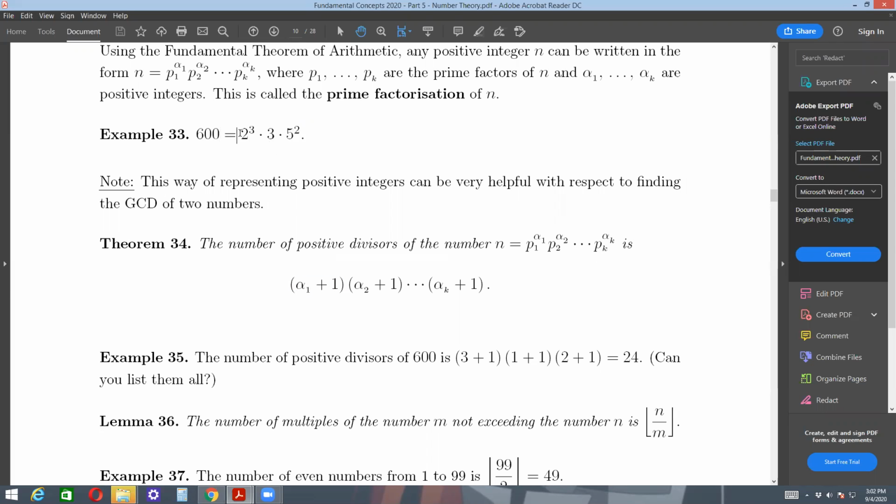So you can either go 2 to the 0, 2 to the 1, 2 to the 2, or 2 to the 3. So you have to add the 1 to include the 0 power as well, right? And then you use the product rule. So basically you have 3 plus 1, 4 options. And then you have 1 plus 1, 2 options, and then 2 plus 1, 3 options. So 4 times 2 times 3 will give you the answer.